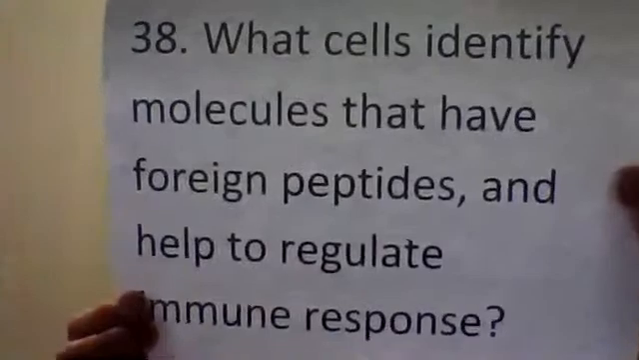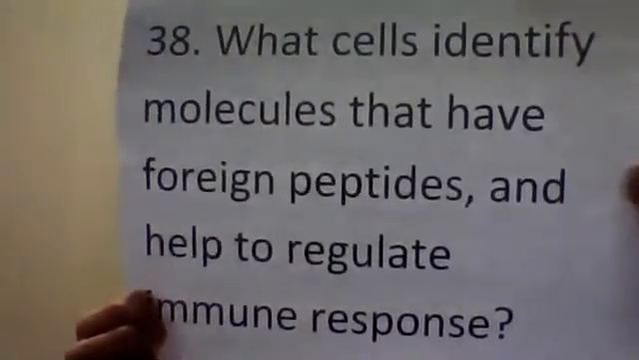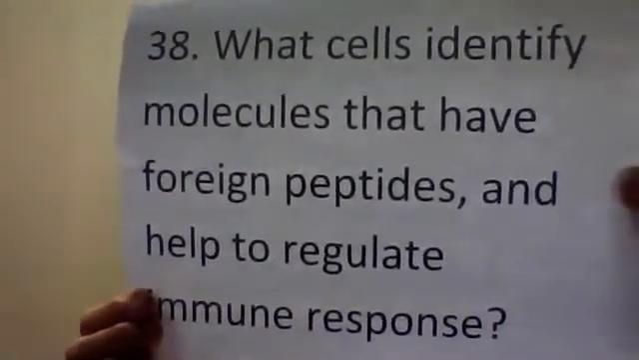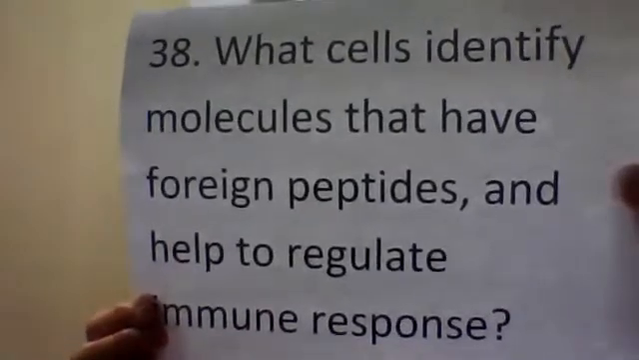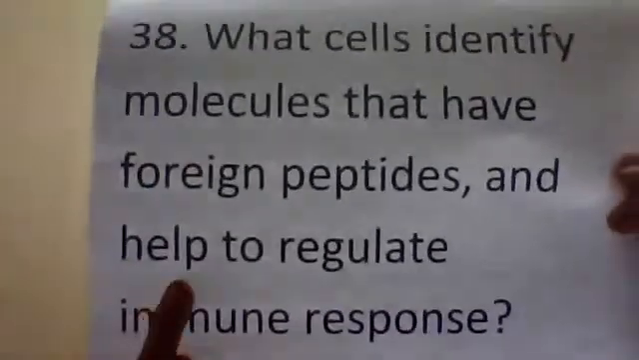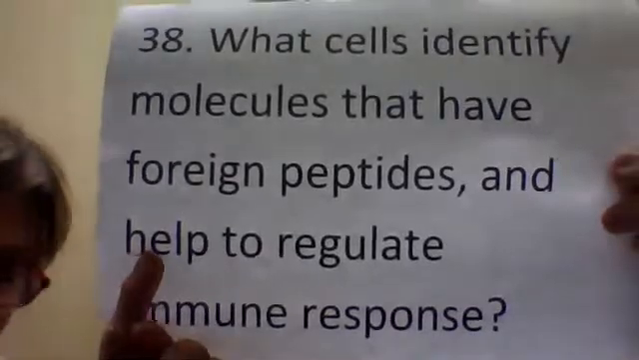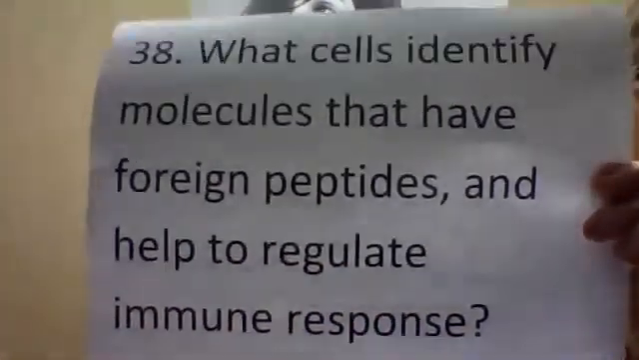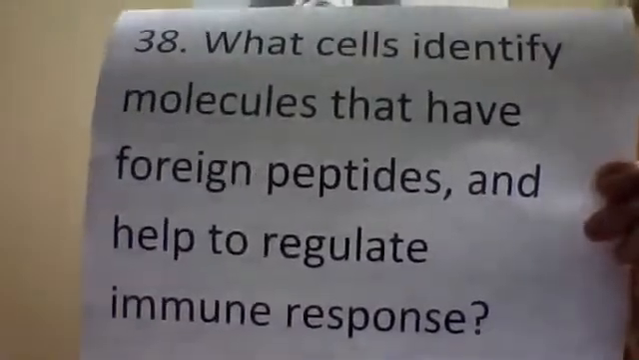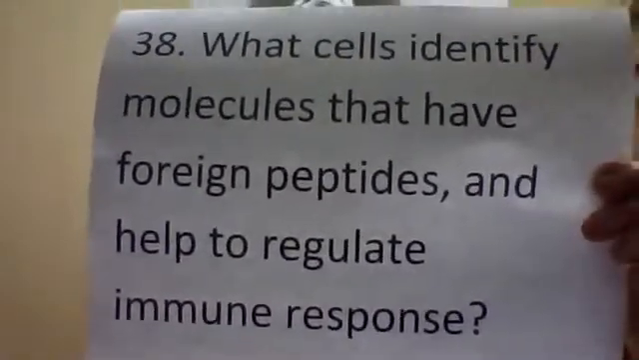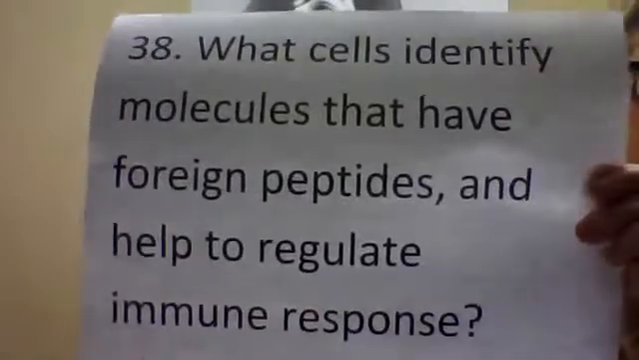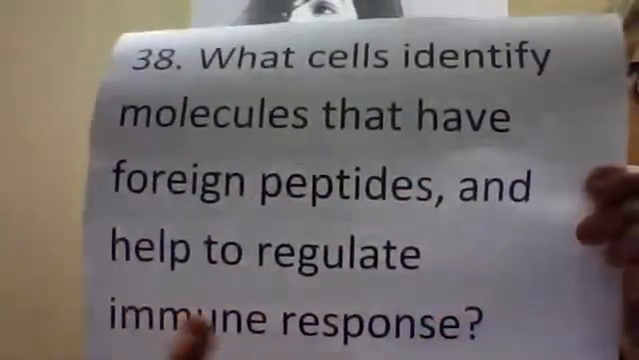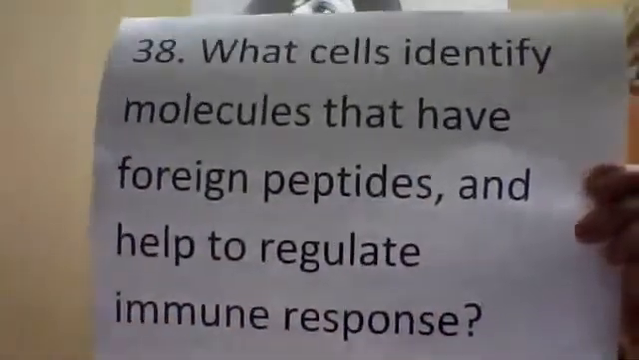Okay, 38. What cells identify molecules that have foreign peptides and help regulate the immunity? Now here's the clincher. We studied this. You wrote this in your notes. These guys go in and they tell the macrophage, they tell the lymphocyte, the Langerhans. They go in there and they talk. These things talk to these guys and say, "Get going."